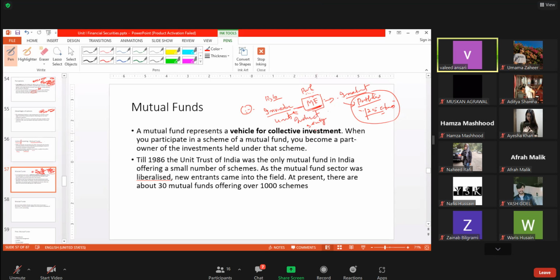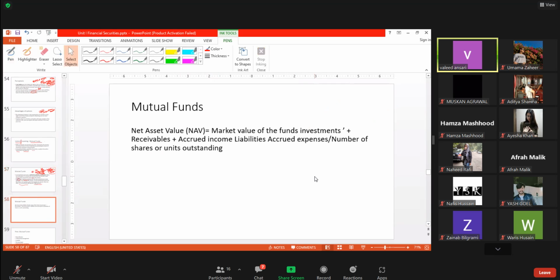So you participate, and you become a part owner of the fund held under the scheme. Part owner means that for the amount of money you have invested, whether 1,000 or 1 lakh, if the corpus is 50 crore, naturally you will be a part owner of that. The history of mutual funds is that till 1986 only UTI was there, and now we have more than 30 mutual fund houses offering thousands of schemes.